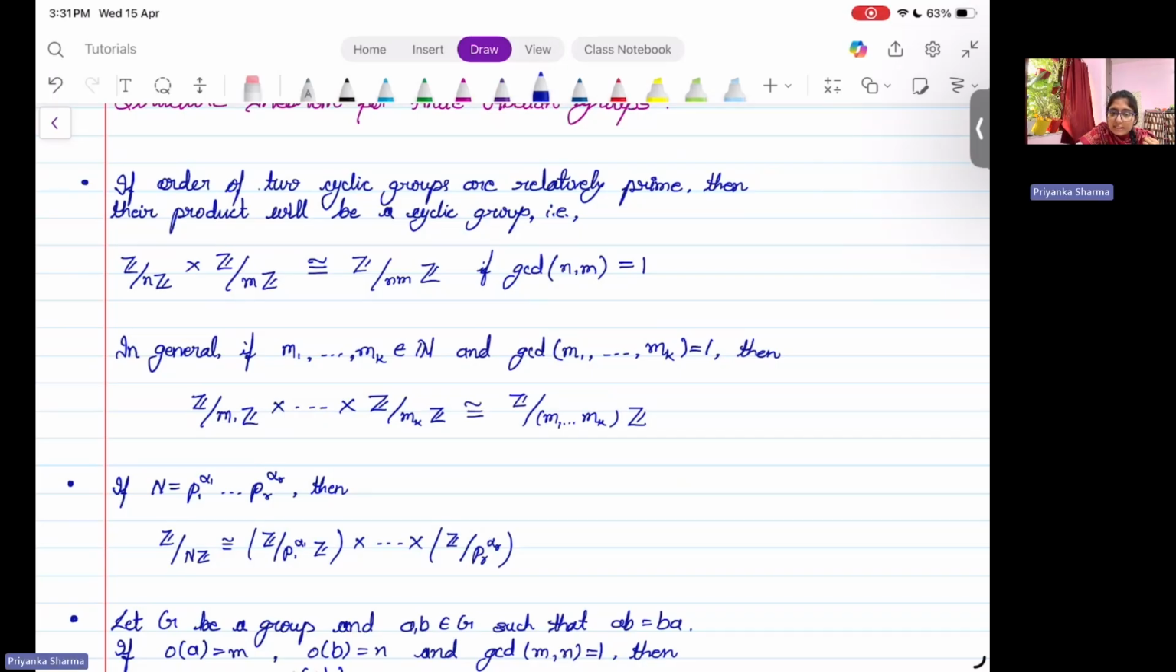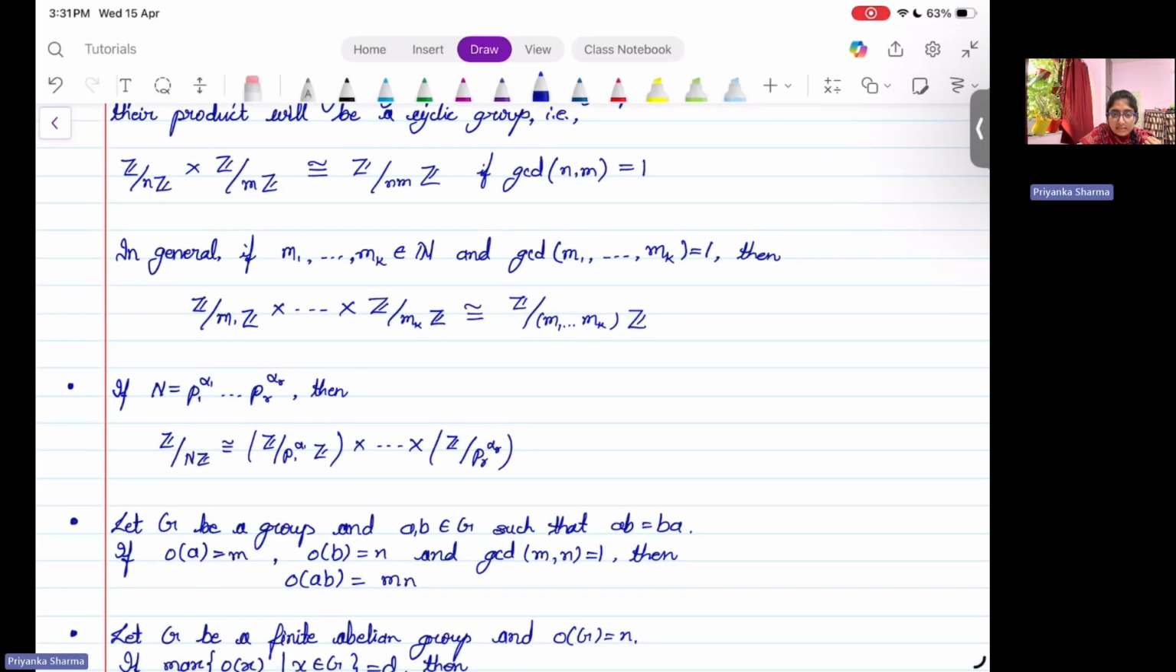We can generalize this statement into this form. That is, if we have k natural numbers, say m1, m2 up to mk, and they are relatively prime, or the GCD is 1, then the product of Z mod miZ will be isomorphic to Z mod the product of miZ.